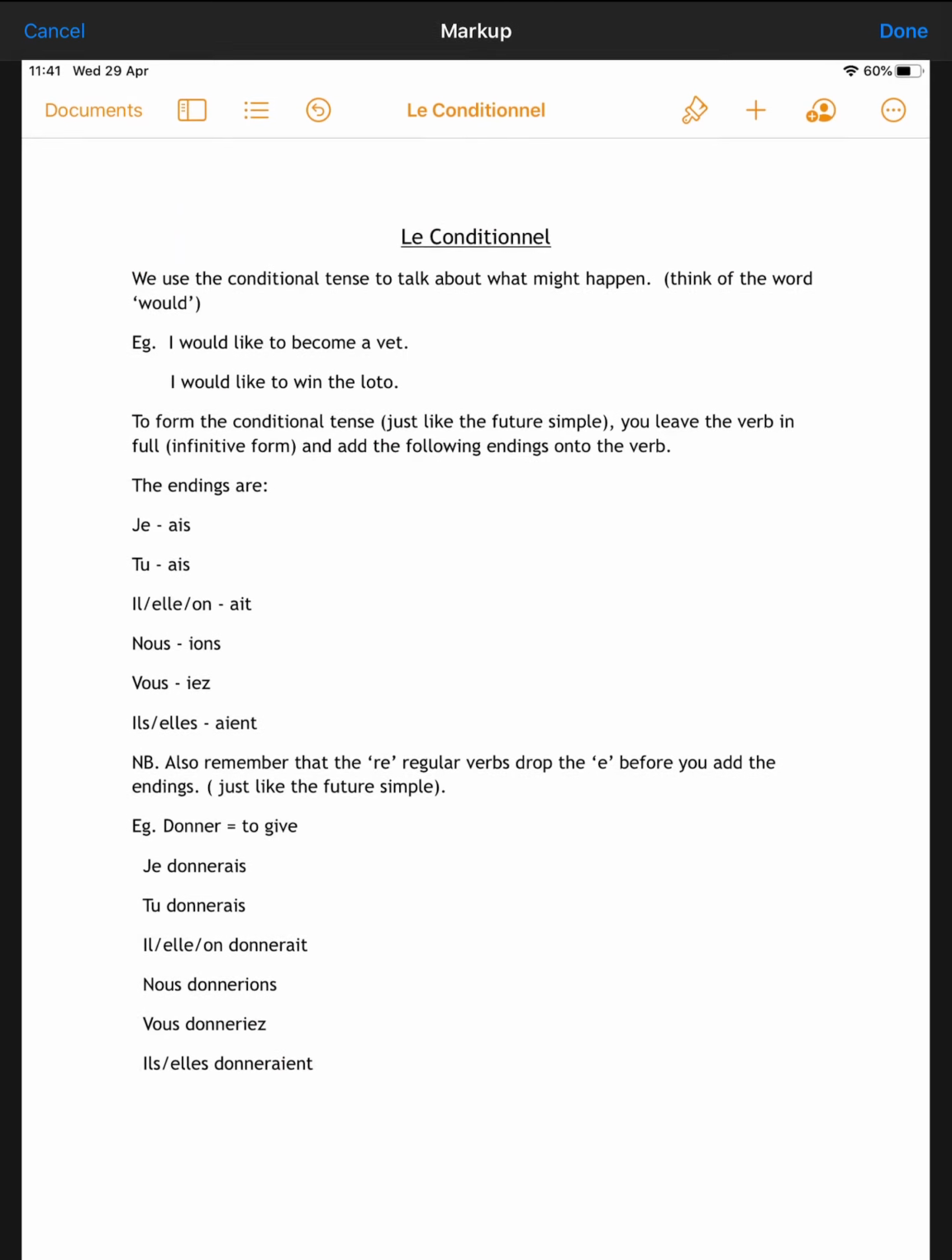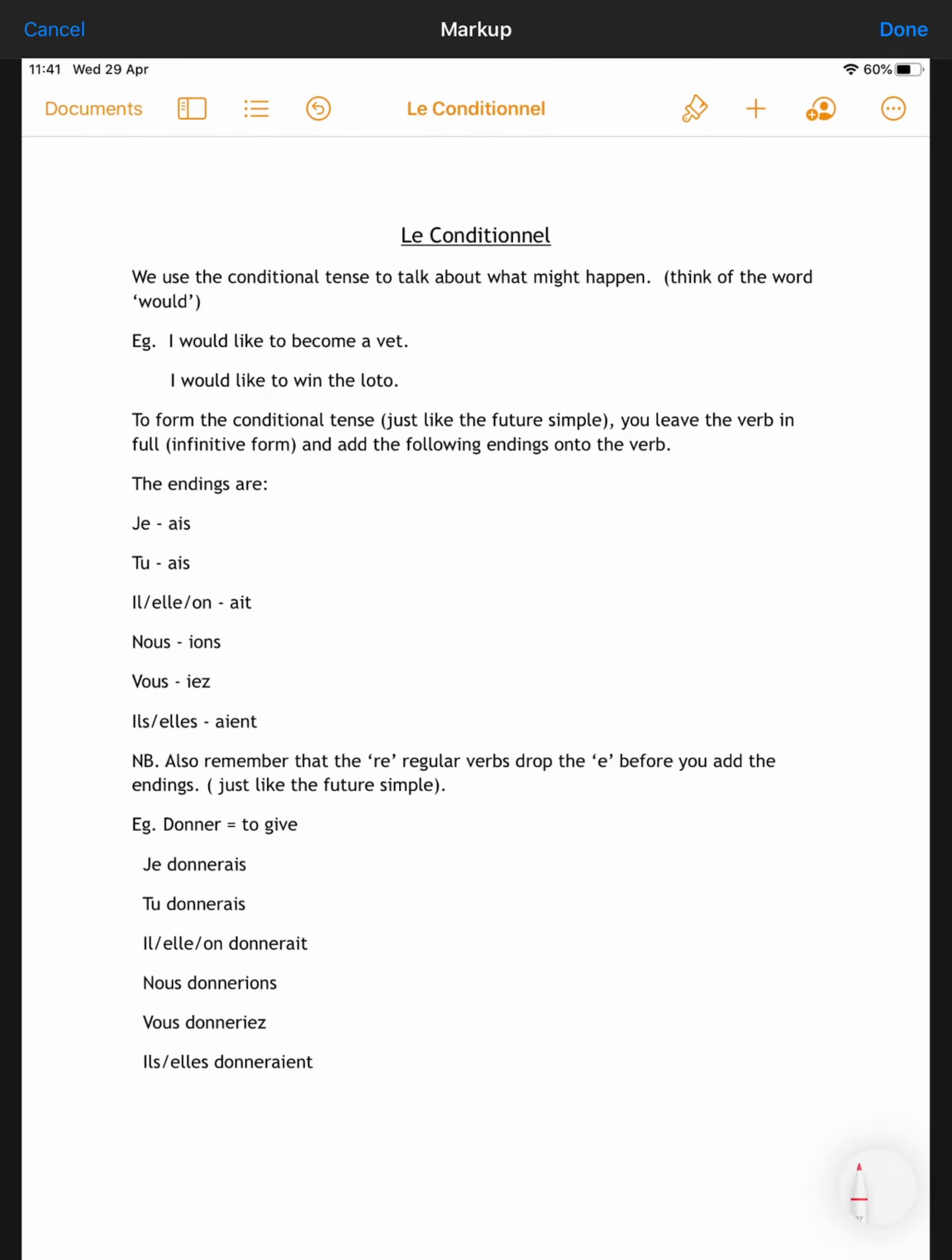Bonjour. Today we're going to look at le conditionnel, the conditional tense. This tense is very straightforward, especially after you have done the future simple. They're very, very alike. In fact, the only difference between them really is the endings. So they're formed the same. So we'll just have a look at what the conditional means.